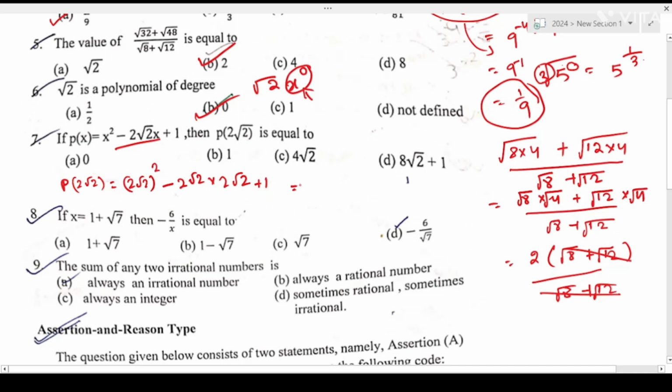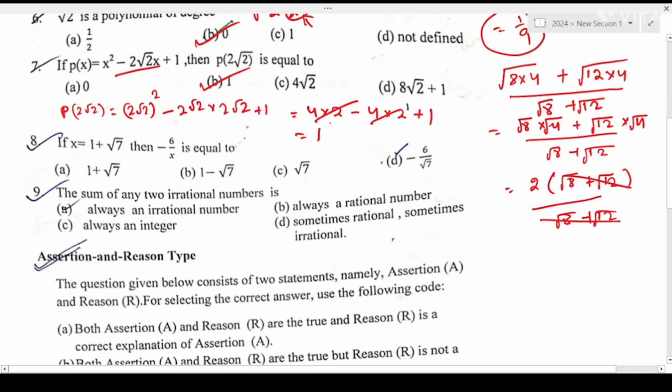So solve 2 square, that is 4, into root 2 square, that is 2, minus 2 2 is 4 into 2 plus 1. So 4 into 2, 4 into 2 cancel, because plus minus, that is 8 minus 8, that is 0. So 1, so the answer is 1. So option number B is the correct answer. Right? Next question, question number 8.